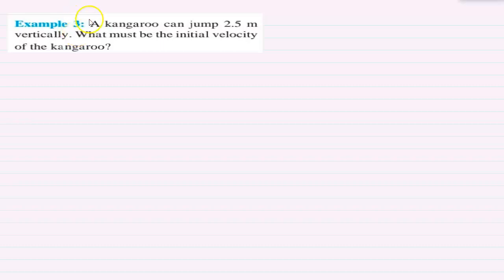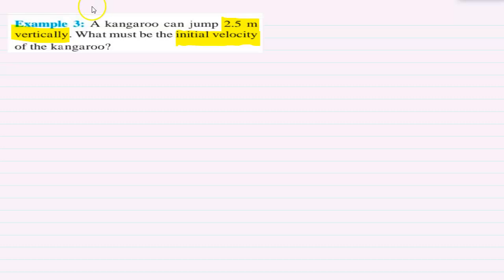Hello friends, the question is a numerical. Though it is solved in the textbook, a few students are facing problems to solve this, therefore I am explaining. So the question is, a kangaroo can jump 2.5 meter vertically, so what must be the initial velocity? They are asking you to calculate the initial velocity of the kangaroo.